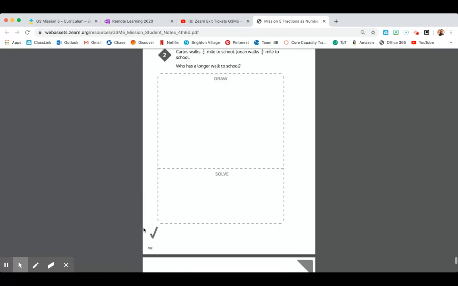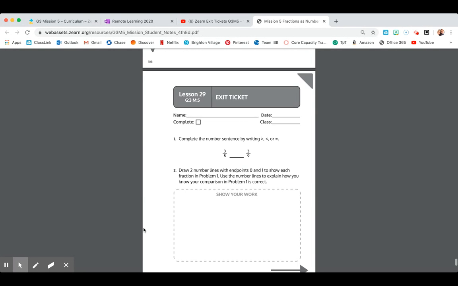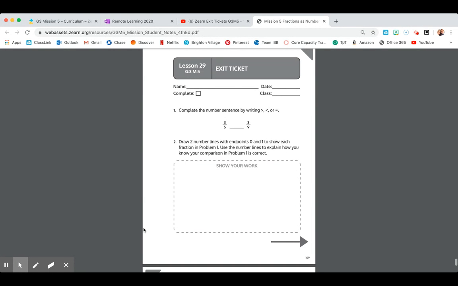Lesson 29, exit ticket, is our last exit ticket for mission 5. So once we are done with this, you have successfully completed the mission 5 lessons. Congratulations. Let's get right to it. So it says complete the number sentence by writing greater than, less than, or equal to. So we're comparing 3/5 compared to 3/9.